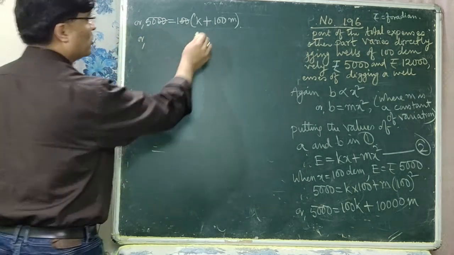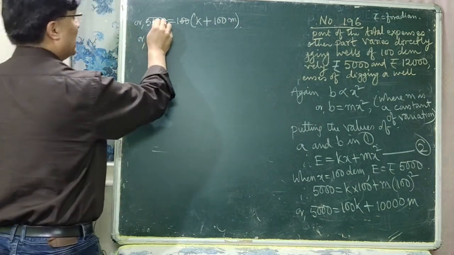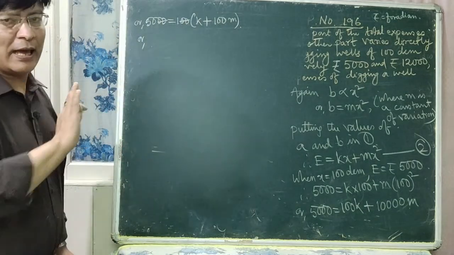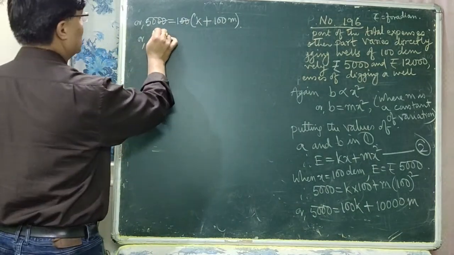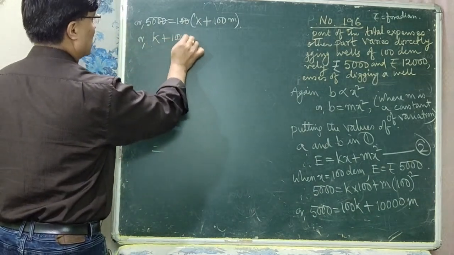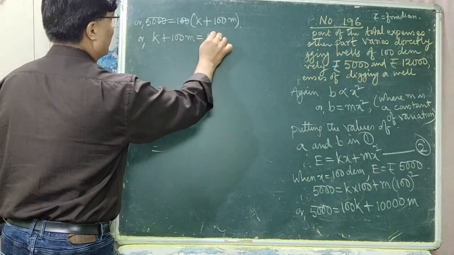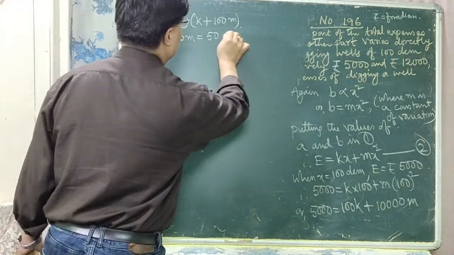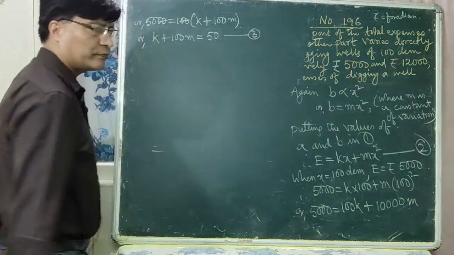Now what do you do? When you write the right side to the left side, or the left side to the right side, we do not have to change the sign again. That is k plus 100m is equal to 50. So let us mark it number 3.